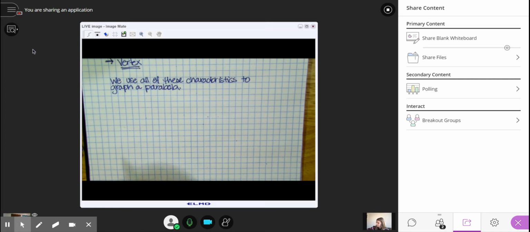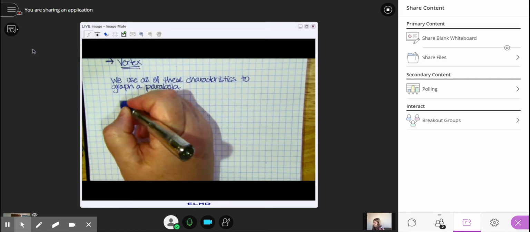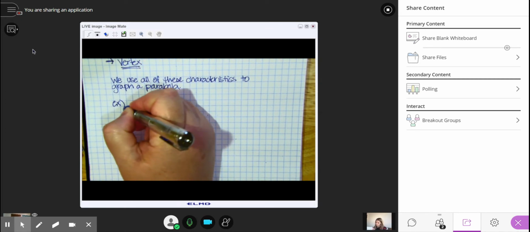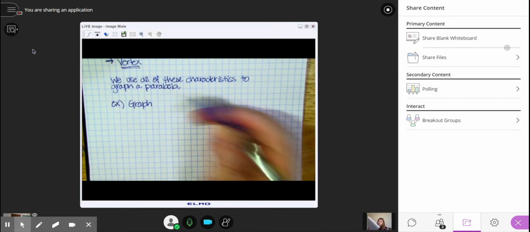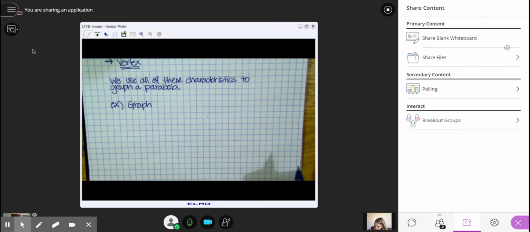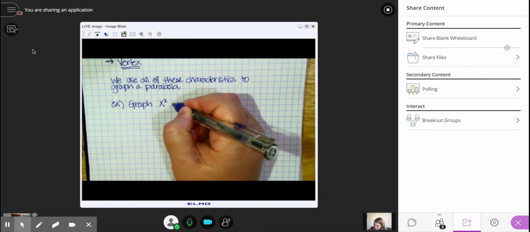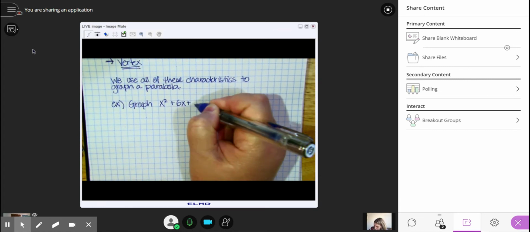All right, so we want to graph, let's see, let's graph x squared plus 6x plus 8.